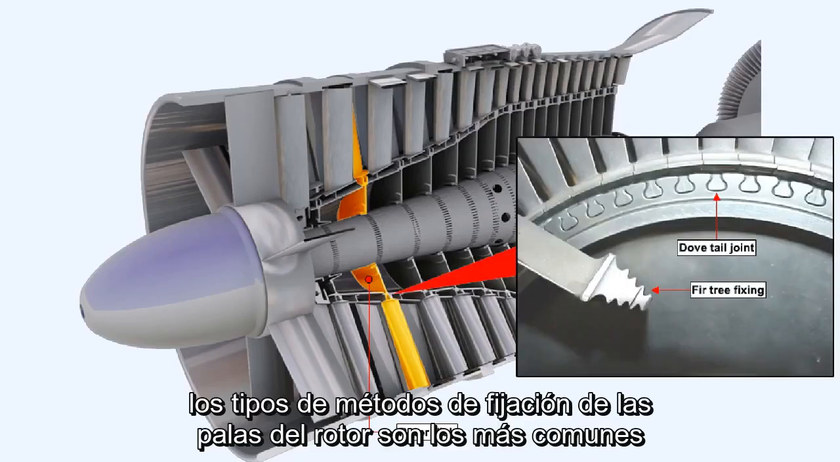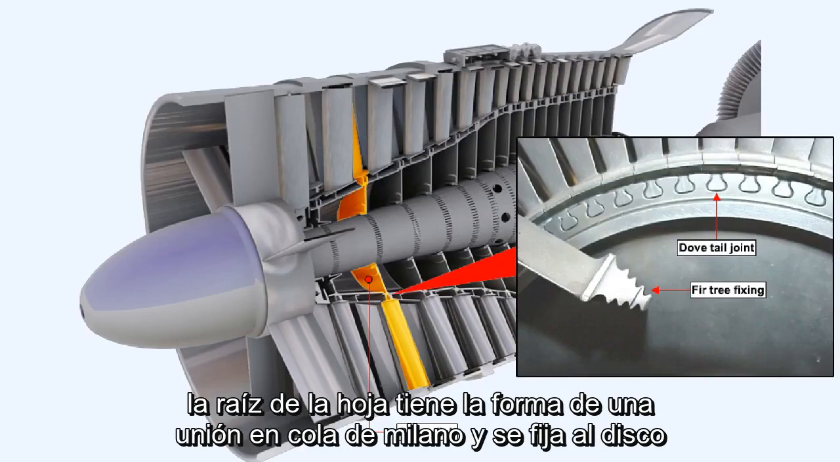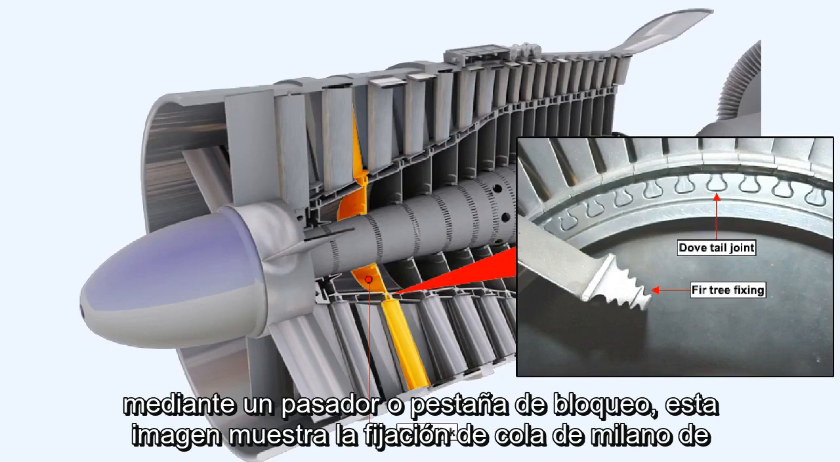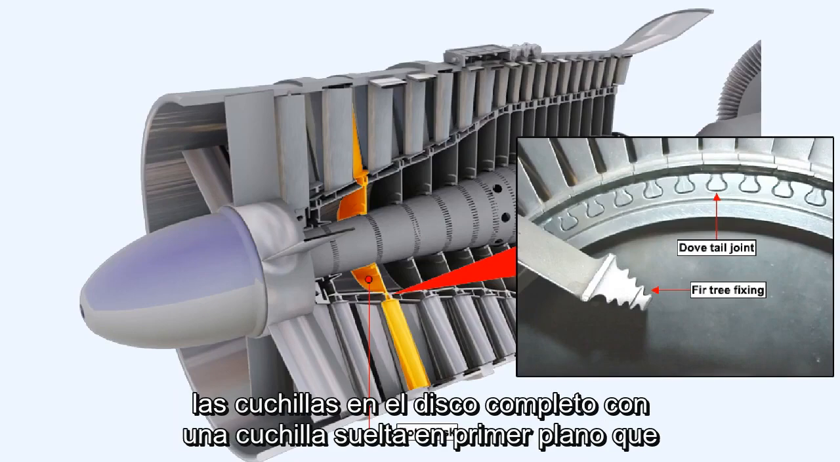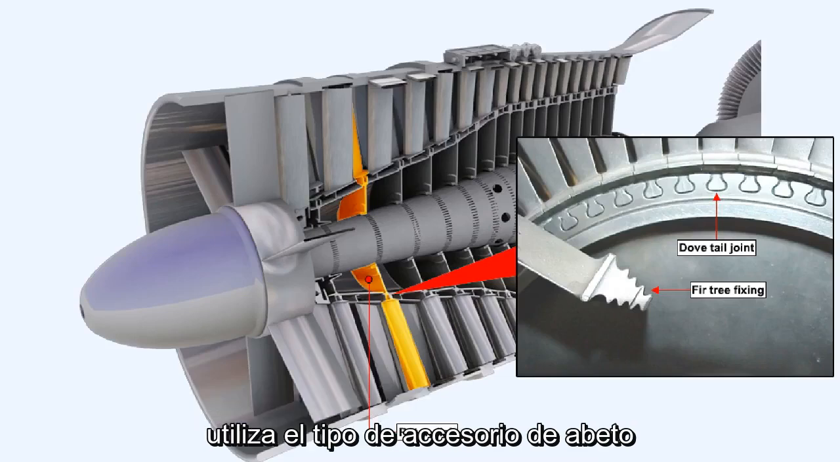The types of rotor blade fixing methods vary, the most common being that where the root of the blade is shaped to form a dovetail joint and secured to the disc by a pin or locking tab. This picture shows dovetail fixing of the blades in the complete disc, with one loose blade in the foreground which utilizes the fir tree type of fixture.